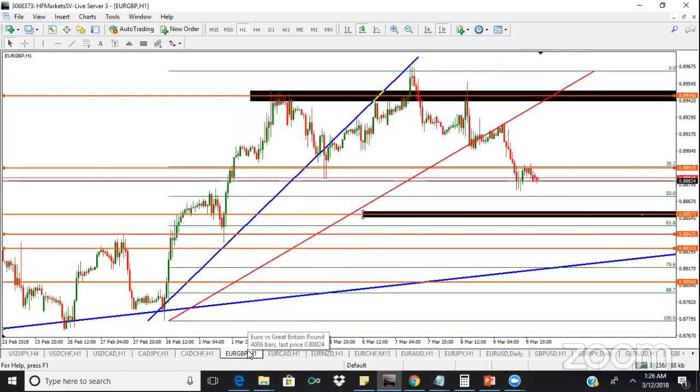Euro JPY, I'm waiting for a buy opportunity around 88.55. Okay.